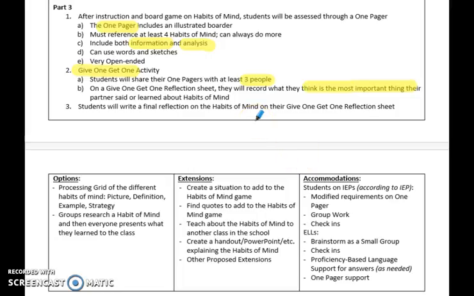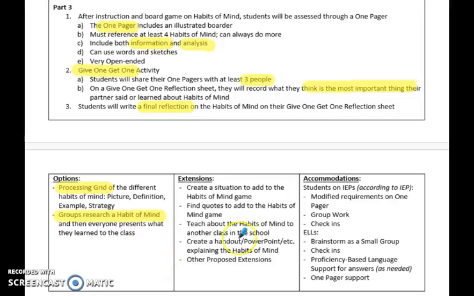And then finally, after the give one, get one is done, students are going to write a final reflection on the habits of mind and how it can relate to their life or how they're going to use it in the classroom this year. Some options or different ways that you can do this lesson is you can do a processing grid of the different habits of mind. Instead of doing little pictorial input charts, you can really break it down and have them all on one page in a processing grid. You can also have groups research each habit of mind and then present and teach the other students about that.